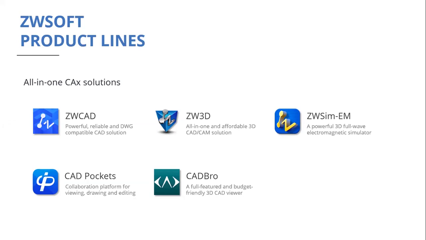Meanwhile, we have our powerful 2D viewer, CAD Pocket, and a 3D viewer, CAD Pro, as collaboration tools for our customers. All these solutions are based on our own kernel technology, I have to emphasize. Because we have our own kernel technology, we are able to develop more possibilities in our solution, like we are developing BIM and PRM as well.